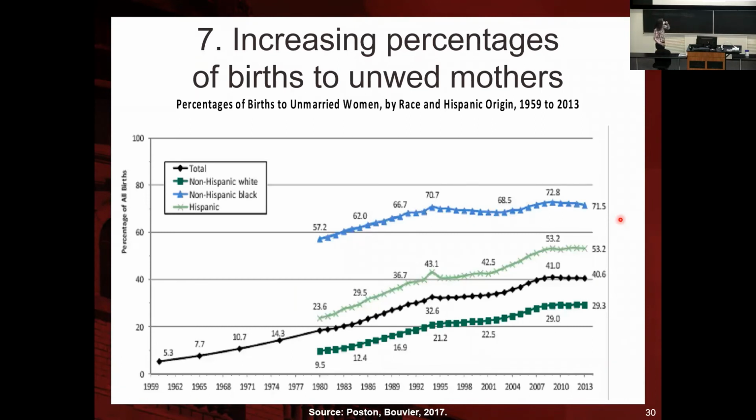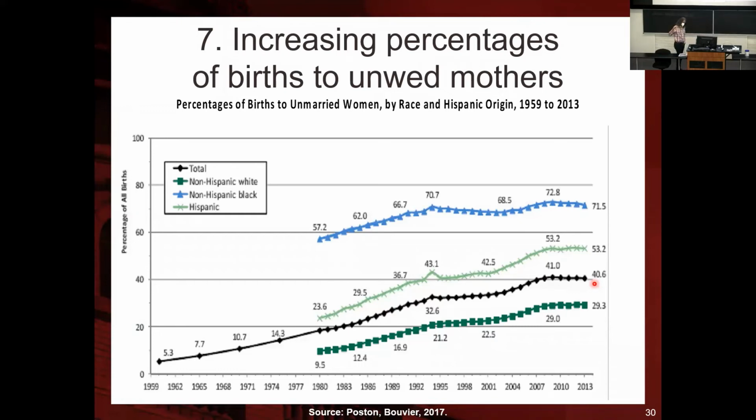And then increasing percentage of births to unwed women. So also the levels of the percentage of women who have children when they are not formally married has been increasing over time. So to be more specific, here we have the percentage of births to unmarried women by race and Hispanic origin from 1955 to 2013. The overall trend going from 5.3% to around 41%. So this is the percentage of births that were given by women who are not married. So out of 100 births in 2013, 40% of those births were given by women who were not married, who were unmarried, right?